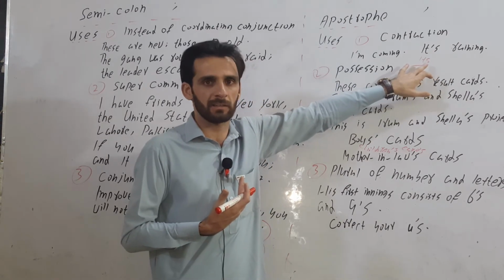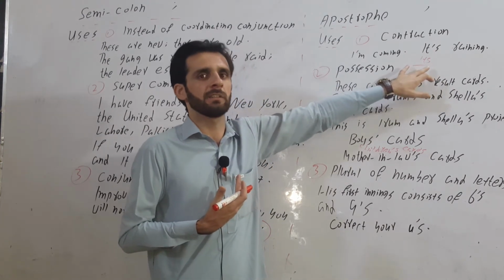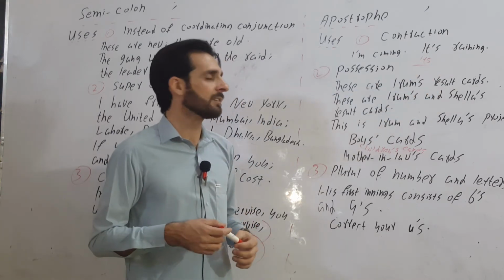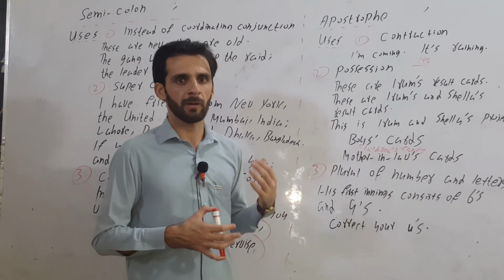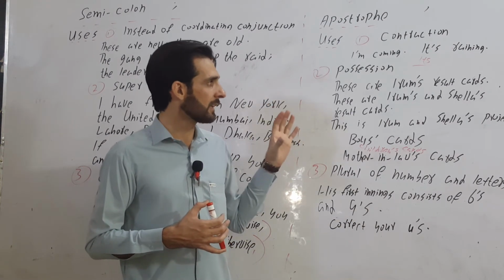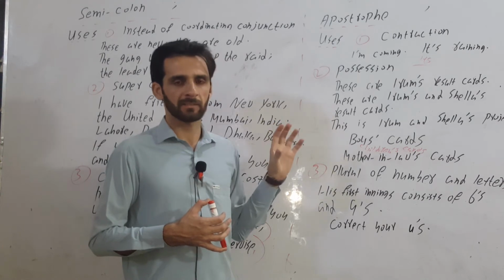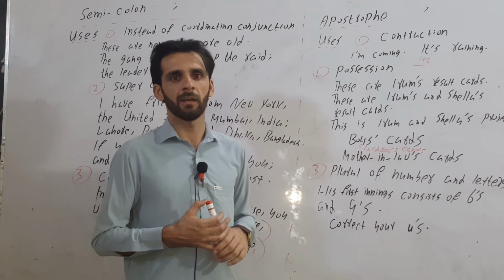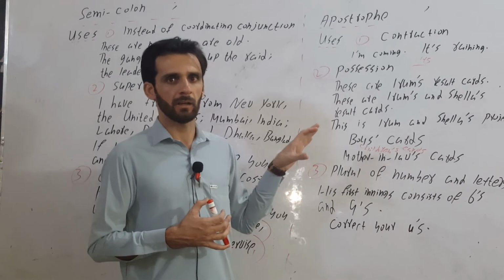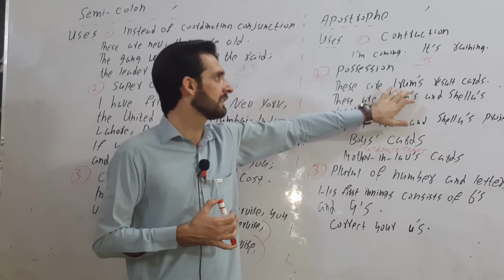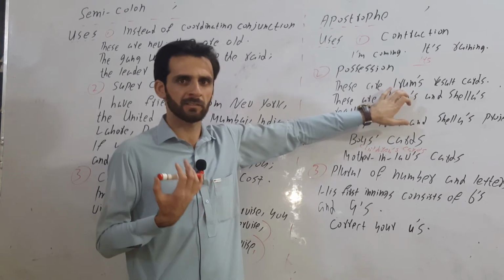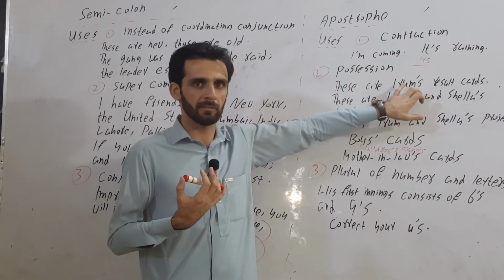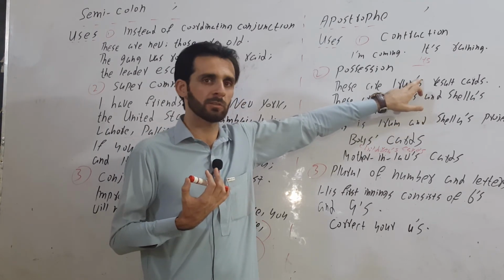This is not a contraction, this is a possessive adjective. After it we will use a noun. The next use is when we want to show possession of a noun, and if the possessor is a single entity and it ends not with an s, as here: these are Iram's results cards. Iram is a singular noun and it ends not with an s. So we have used apostrophe s here.